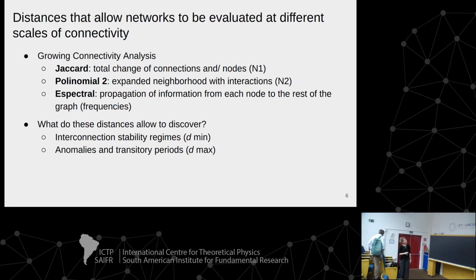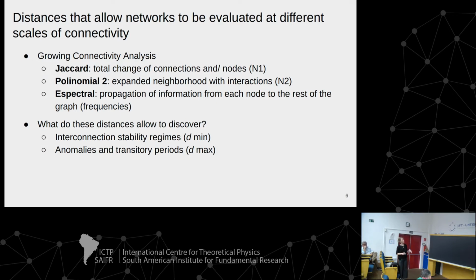So what are these distances? Some of them you know very well, because this is just a Jaccard distance. So I will be looking at the growing connectivity analysis. On one side, you have a Jaccard distance, which is just measuring a total change of connections and node. So I take the first order connectivity. I will look at the sector, and I'm interested in the immediate change of the connections, okay?